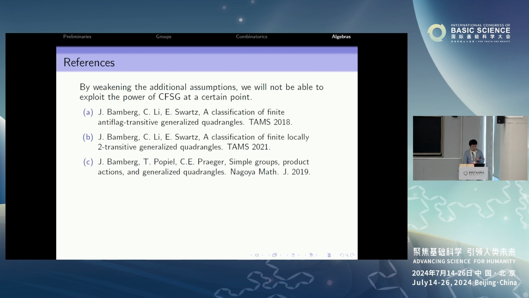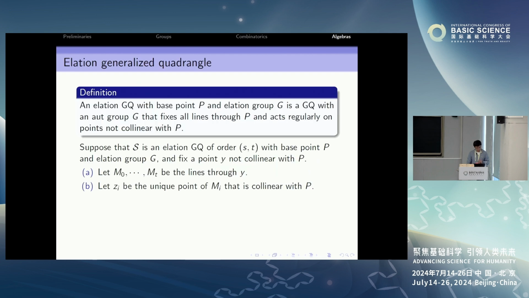So these are some of the recent work, and we have done something in this direction. The last result we are mentioning here is about elation GQs. So I will now explain what an elation GQ is. Simply, a GQ that has a certain type of automorphism group. We will simply skip these notions.